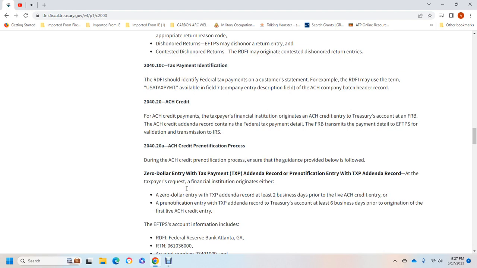Alright, 2040-20A, automatic clearinghouse credit pre-notification process. During the automatic clearinghouse credit pre-notification process, make sure the guidance provided below is followed. $0 entry tax payment with the addenda record: a pre-notification entry for the TXP addenda record at the taxpayer's request. The financial institution originates either a $0 entry with a TXP addenda record at least 2 business days prior to the live automatic clearinghouse credit entry, or a pre-notification entry for the TXP addenda record to the Treasury account at least 6 business days prior to the origination of the first live automatic clearinghouse credit entry.